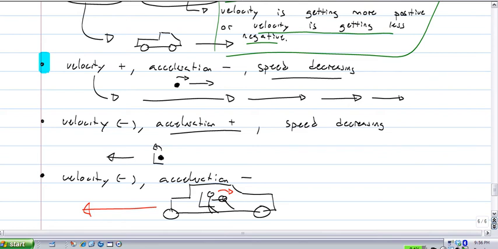So, well, I'm in reverse. If I need to fall forward, I'm going to jam on the accelerator and I'll fall forward. That means my speed is going to be increasing.